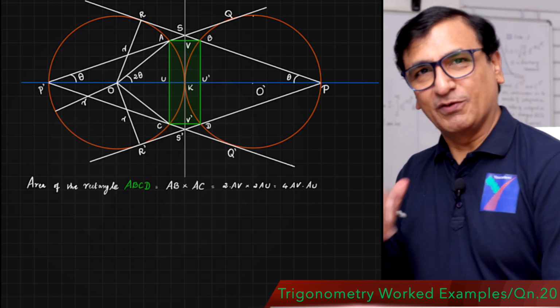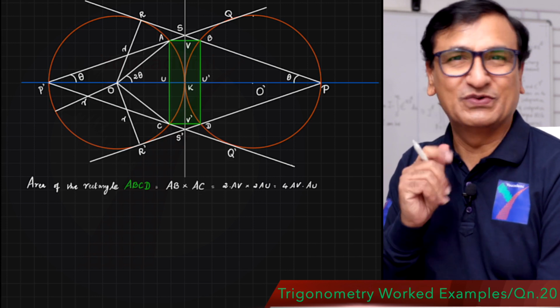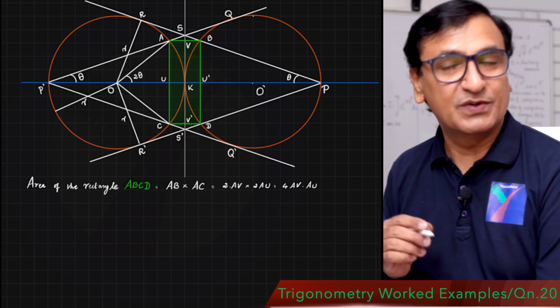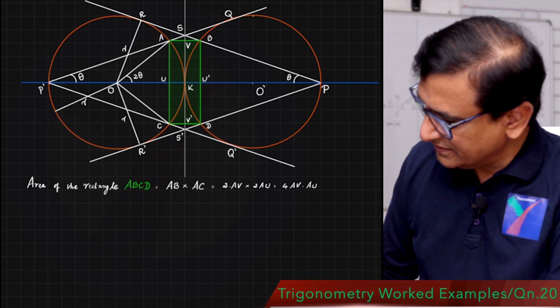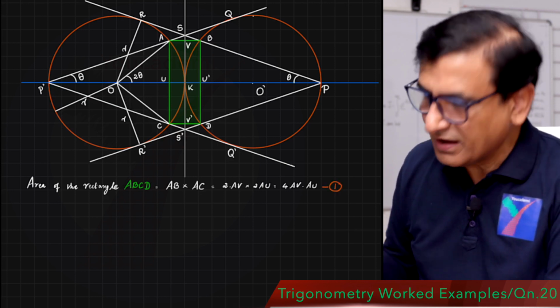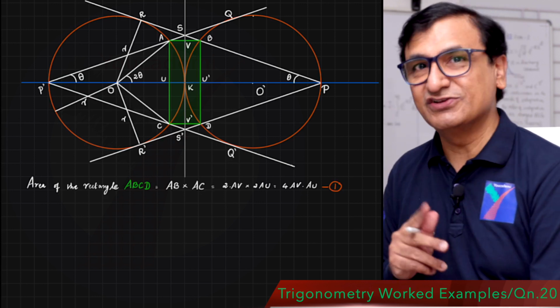So now the problem is reduced to calculating the lengths AV and AU. That's what we are going to do. Let me call this equation 1. So this is our equation 1. Okay, now we will set about calculating the lengths AV and AU in terms of R.